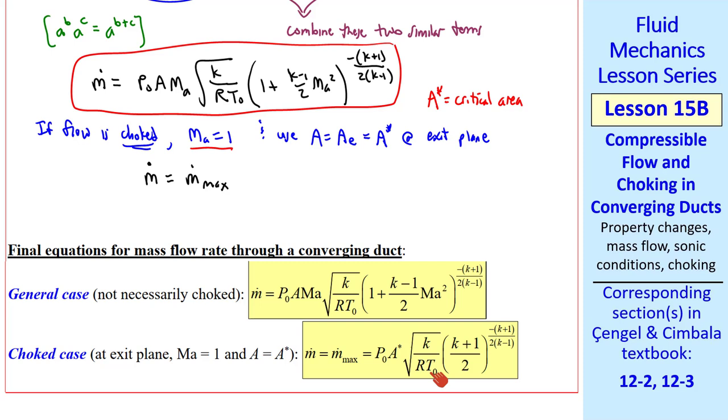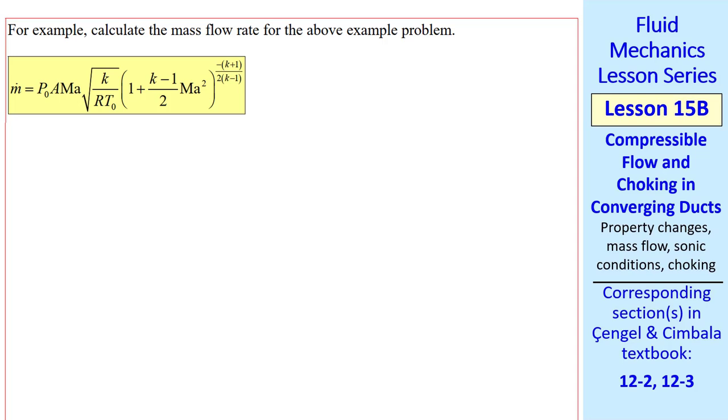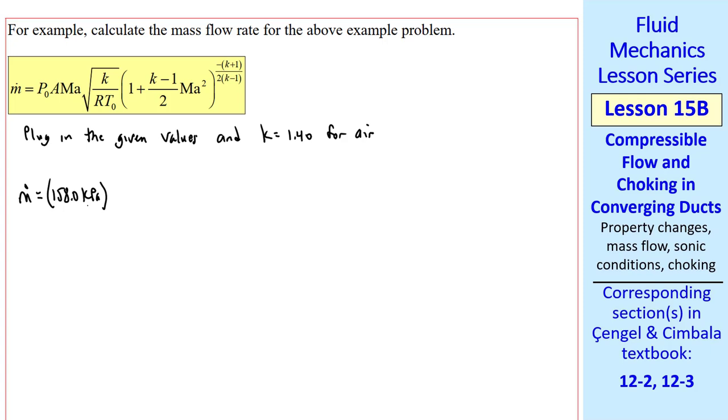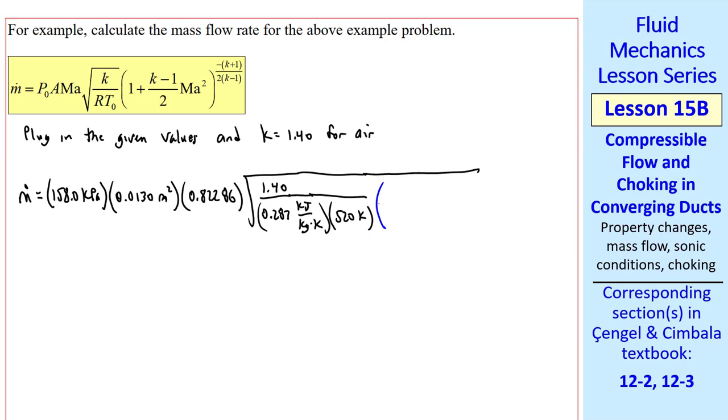Finally, let's do an example, namely calculate the mass flow rate for the above example problem. I repeat the equation here. So we plug in the given values and let k equal 1.40 for air. m dot equals P naught, the area at the exit, the Mach number at the exit plane. I should mention that we're using the general equation since this flow is not choked. k over R and T naught, and we must be very careful with our units. I'll put in two unity conversion ratios under the square root sign. A kilojoule is a kilonewton meter, and 1,000 kilogram meters is a kilonewton second squared.